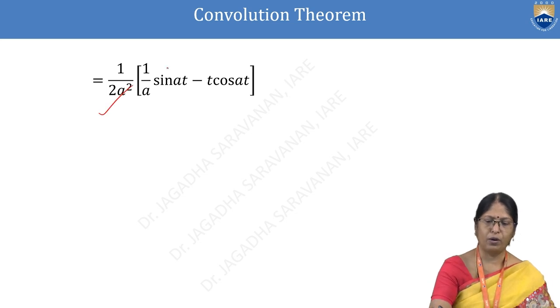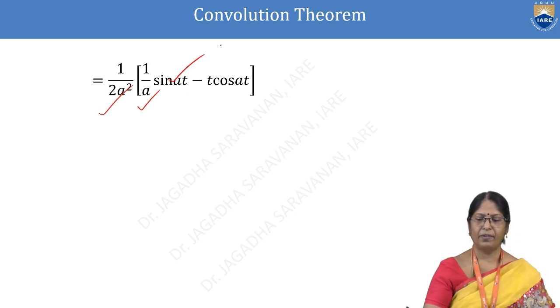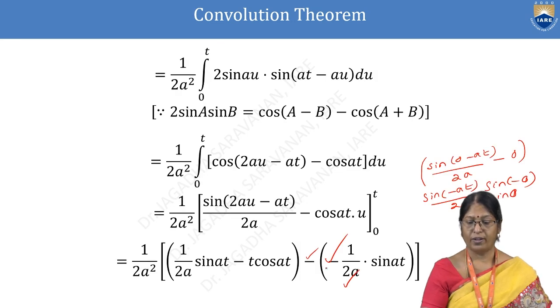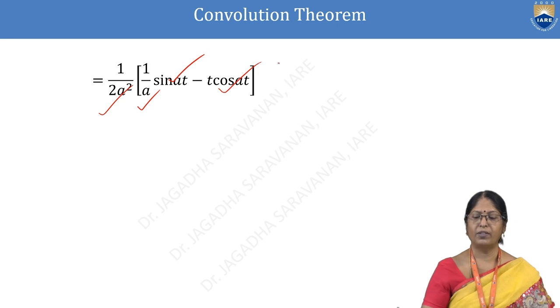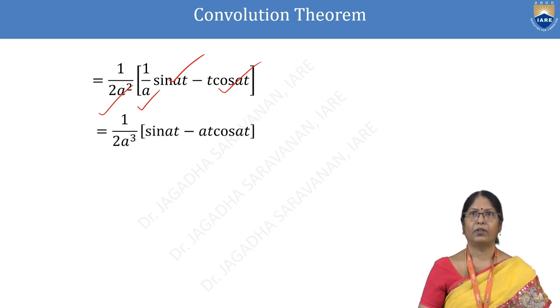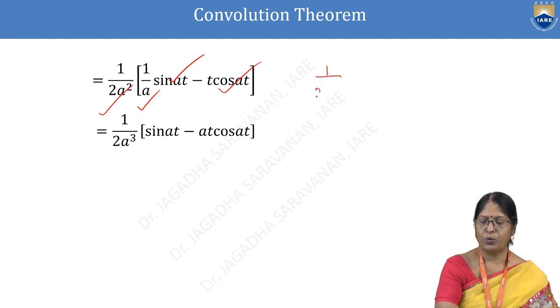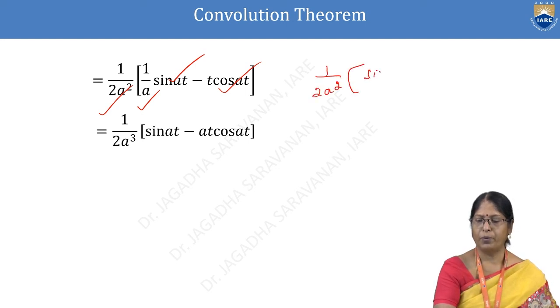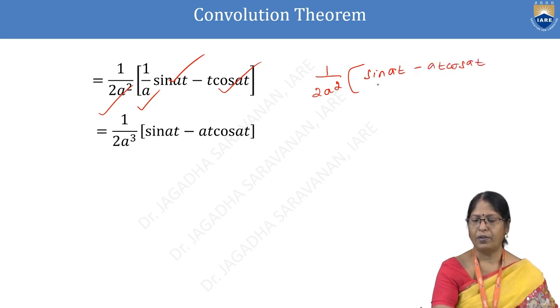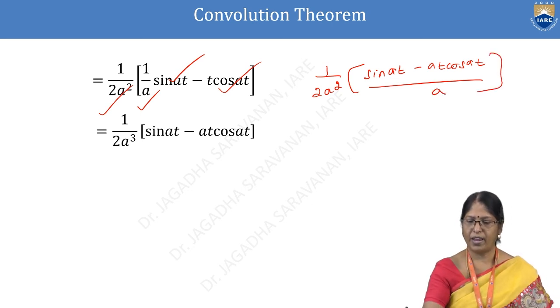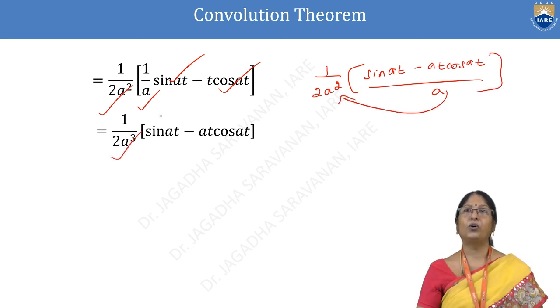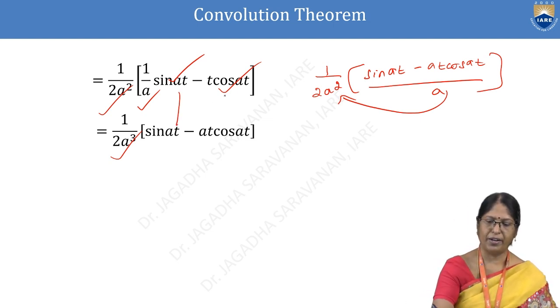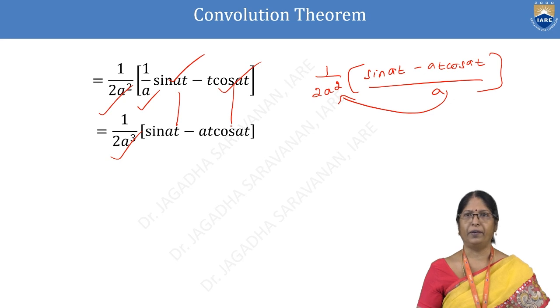Now 1 by 2a square, 1 by a sine at. So now we can see it here. This is 1 by 2a, here 1 by 2a sine at. This is minus t cos at. Here we are applying 2a square, just the LCM we have taken: at cos at divided by a. This a again joining here, it has become 2a cube. So now sin at minus at cos at.